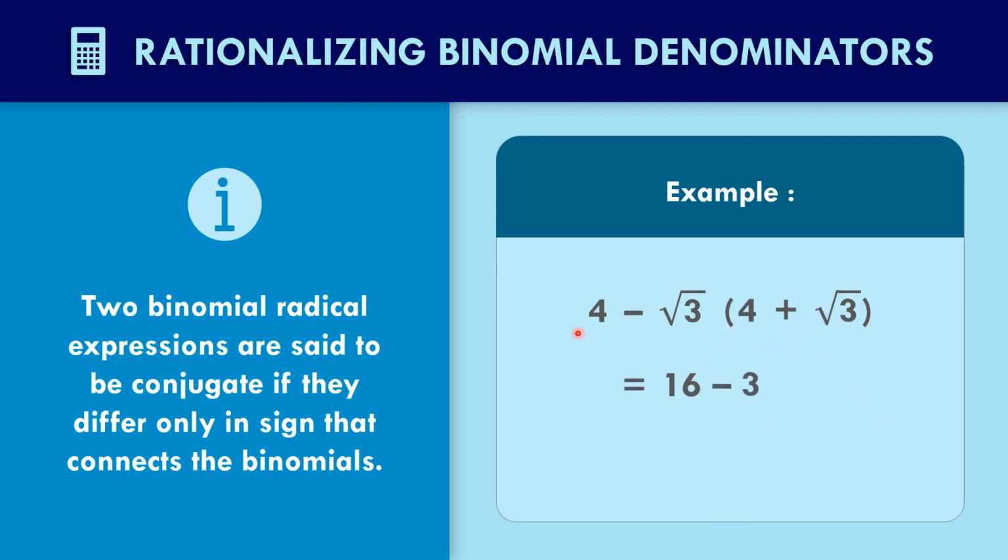So that becomes 4 times 4 is 16, minus square root of 3 times square root of 3 is the square root of 9. And the square root of 9 is equal to 3. Yung in between natin, that is equal to 0. So it means our goal is first and then last. 16 minus 3, the answer is equal to 13. So if this is the case of the binomial denominators, we need to conjugate. So our final answer here is 13.